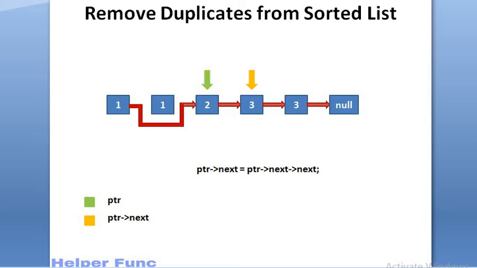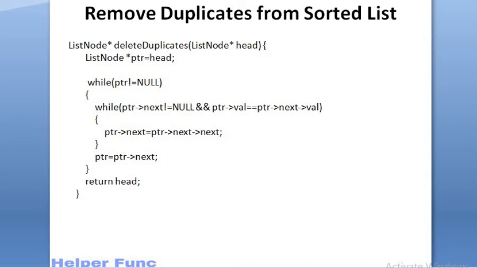Now here PTR and PTR's next value are not the same, so we will not do anything and increment PTR by 1. Now PTR and PTR's next value are the same, so we will perform this operation and now my PTR's next is pointing to null. In the next step, PTR also reaches null, which means that we have found our answer and will return head. Now let's look at the code.